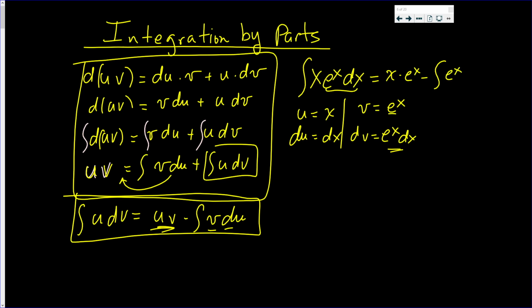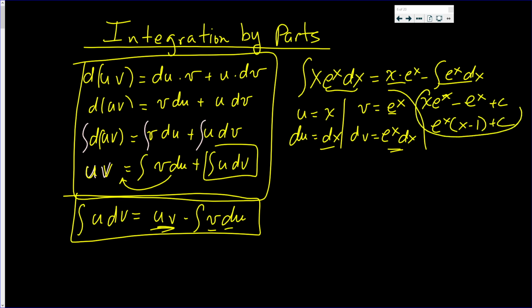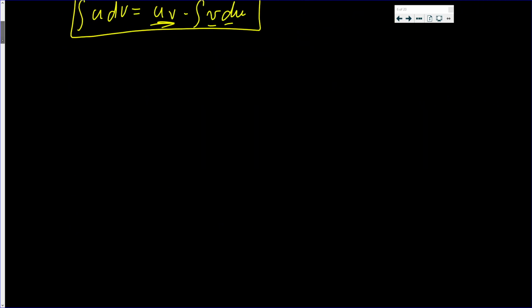v du is e to the x dx. And that integral I can actually do right here. x e to the x minus the integral of e to the x, which is e to the x, plus c. So if you like, you can factor out the e to the x, but there's your answer. Pretty quick. Not the worst problem there is. Now let us try another one. Suppose you have the integral of x squared ln of x dx.